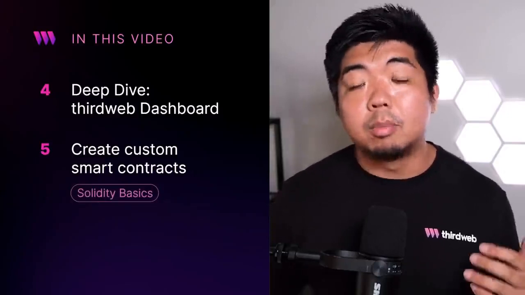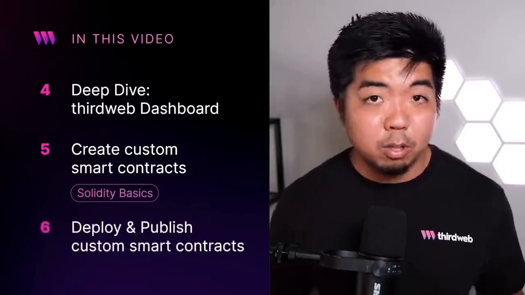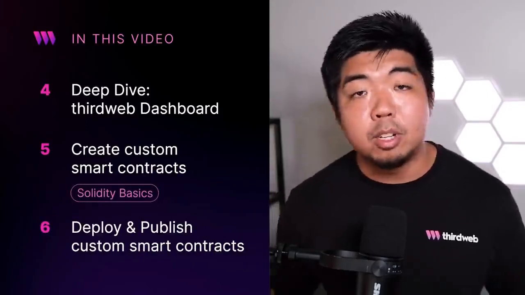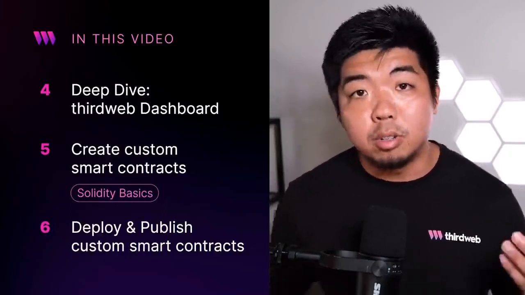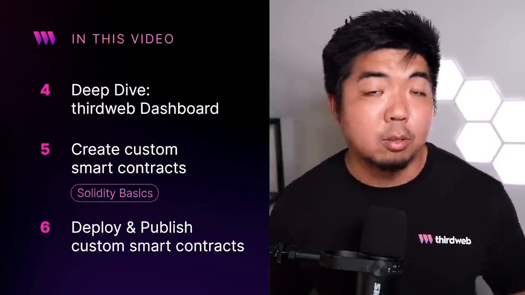And after we create some of our own custom smart contracts, we'll then learn how to deploy those smart contracts using ThirdWeb, and we'll cover something called Publish, which allows you to share your smart contracts and allow others to deploy them with one click, just like you would through the ThirdWeb Explore page.